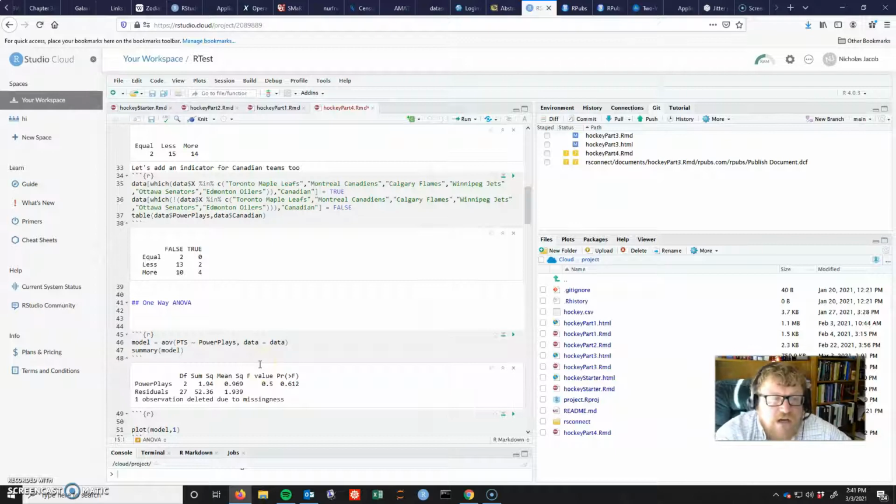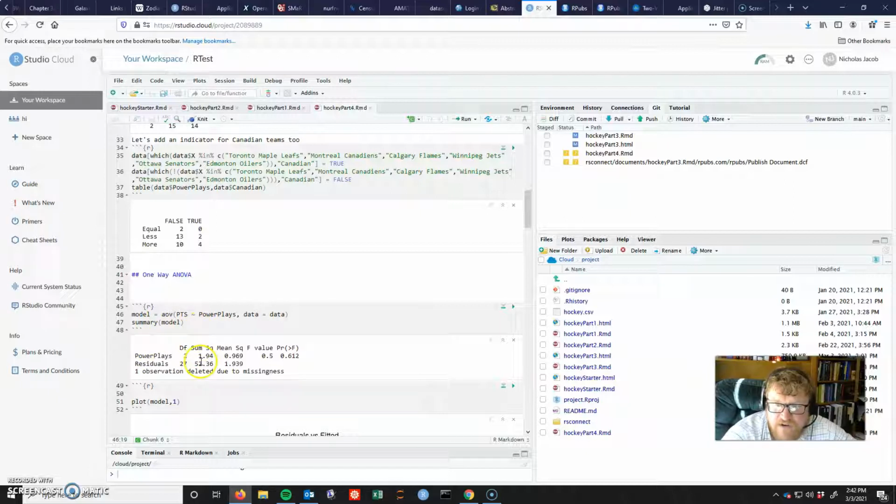Here we go. The call for Anova is AOV. There is a call that will come up as Anova. It's not what we want. Then I'm going to use points again. I want to ask, does it matter that you had more, less, or equal power plays? So this is very much like the linear model, the LM. You're asking for the Y to be related to the X, and of course this is a categorical variable. So I'm asking, is the mean of the points different based on the power plays? So I run the model, and then I have it print a summary here.